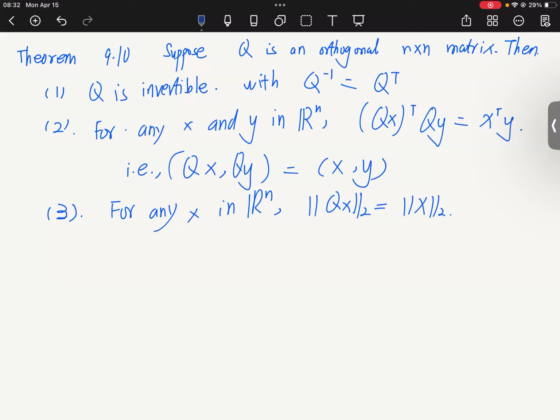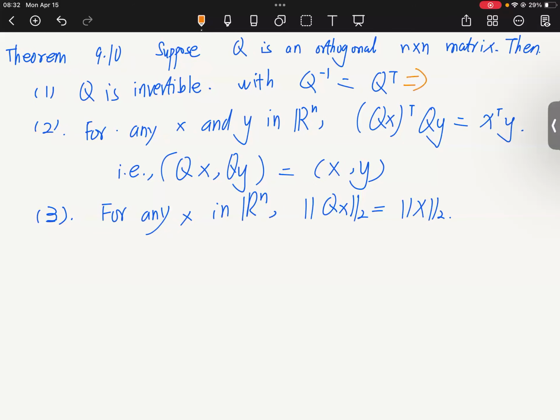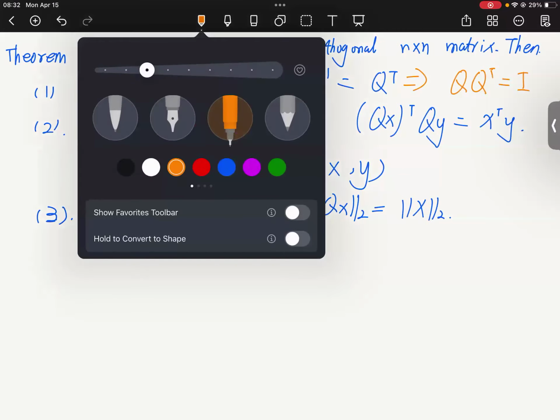And there's one more thing from the first property. I'm going to do the multiplication on both sides by Q, and then I get Q times Q transpose equals the identity matrix. Does that make sense? I just multiply Q on both sides. And also there's one more thing.